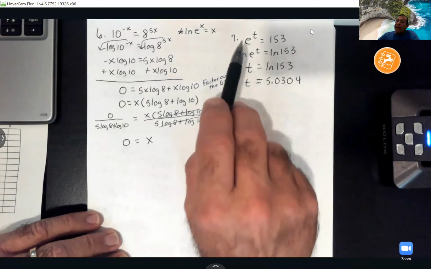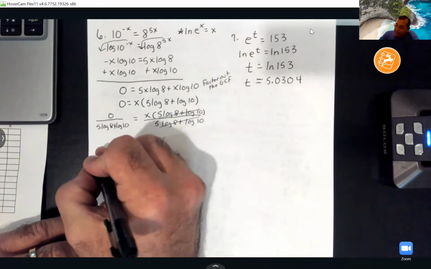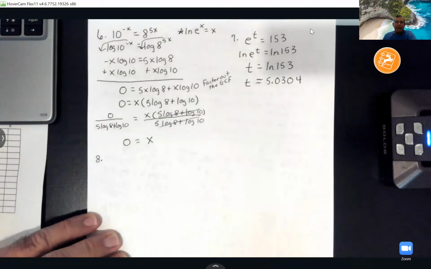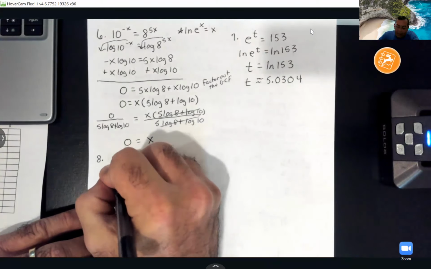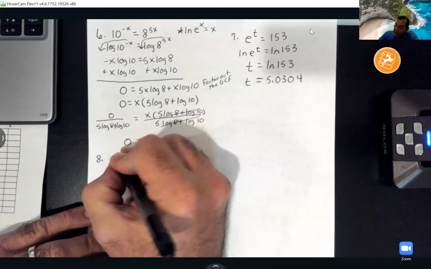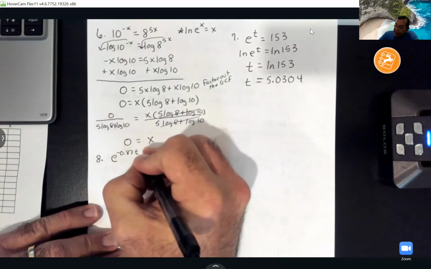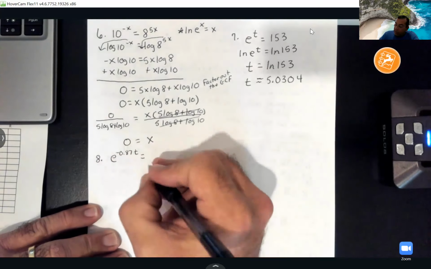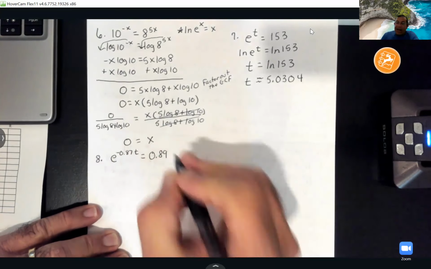All right, so I got another one dealing with the e. Let's try this number 8: e to the negative 0.87t is going to equal 0.89.